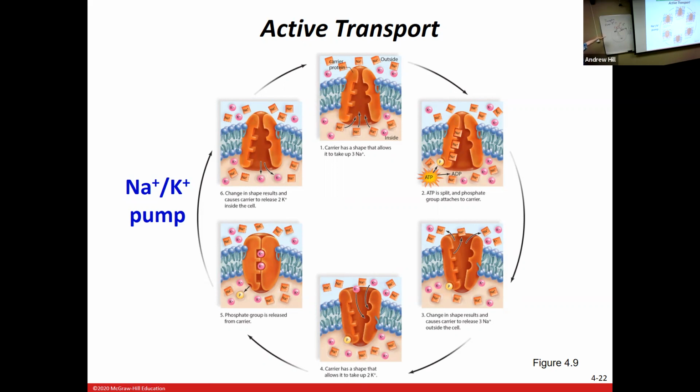Again, potassium is very high inside, very low outside. Sodium is high outside and low inside. So just remember the word pumpkin. It's pumping potassium in, therefore potassium is higher inside than outside.